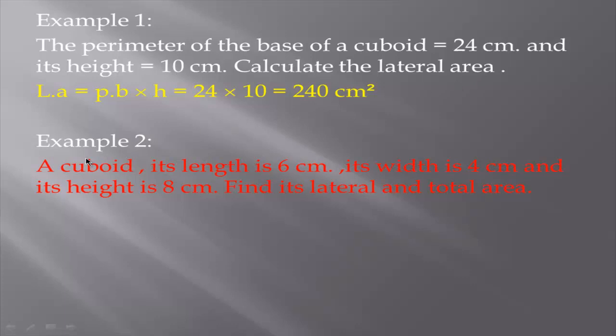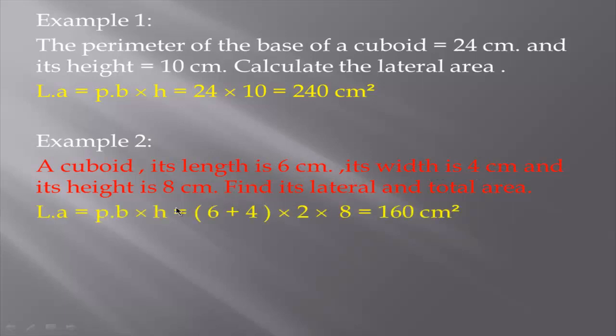Jump to another example. A cuboid, its length is 6 centimeters, its width is 4 centimeters, and its height is 8 centimeters. Find its lateral and total area. As we mentioned in this application, he gave me the length and the width, so I have a rectangle base.